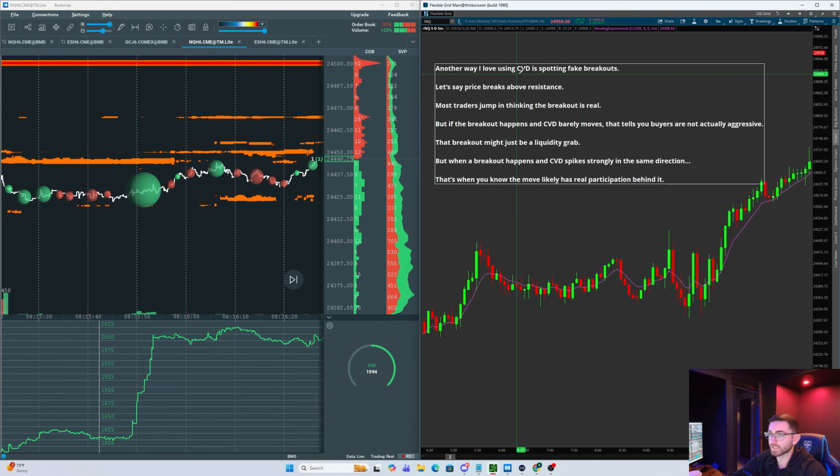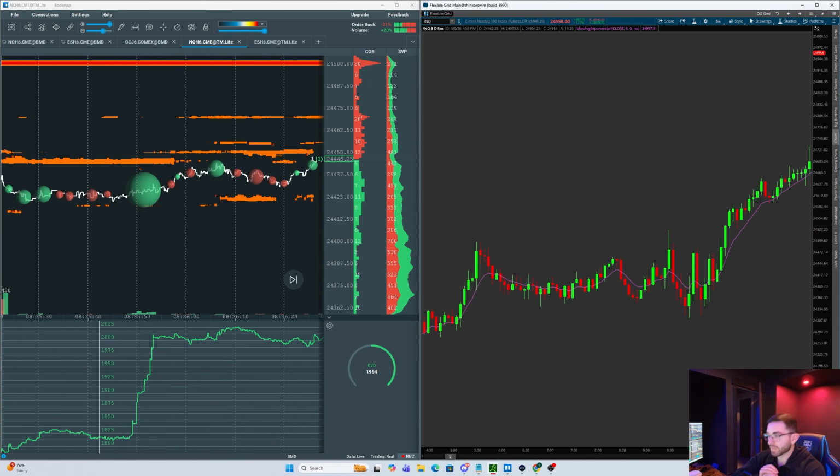And as we mentioned already, using it to identify fake breakouts: price breaks above resistance. Most people think that it's breaking out and to go long. But if the breakout happens and the CVD barely moves, that tells you buyers are not actually aggressive. And that breakout might just be a liquidity grab, which we have been seeing time and time again in this market. But when a breakout happens and CVD spikes strongly in the same direction, that's when you know the move likely has real participation behind it, and it would be more likely to continue in that original direction.